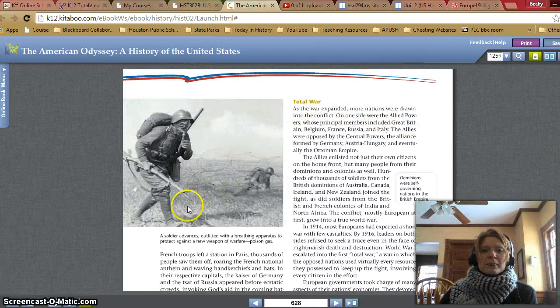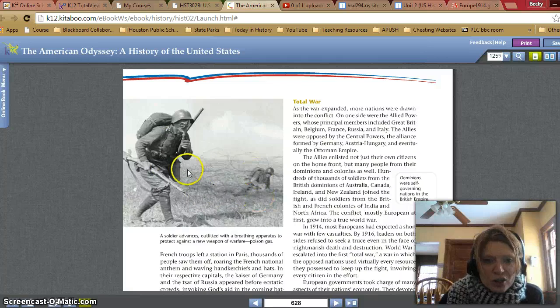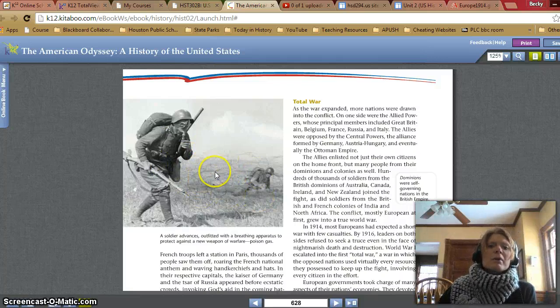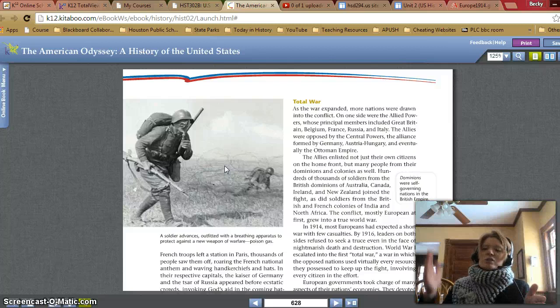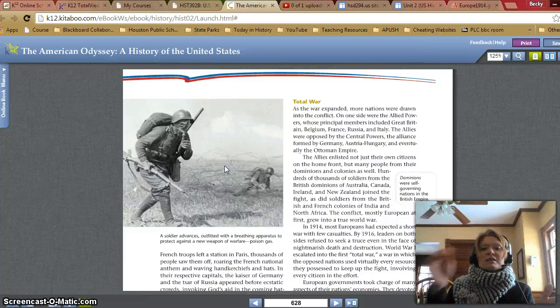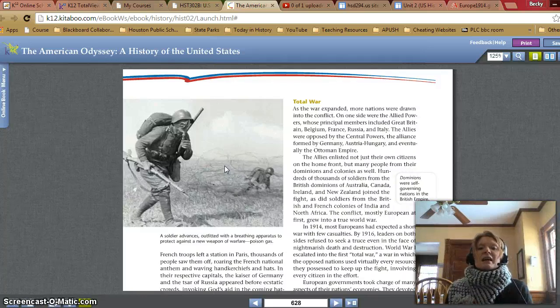Total war. Oh, just before we go there, let's look at this. The soldier advances with a gas mask, an apparatus to protect against a new weapon of warfare, poison gas. And then you can also see these circles, that's barbed wire. Barbed wire is what was put between the trenches in no man's land to try to keep people from crossing over. So you have like a trench here and a trench there and no man's land in the middle with barbed wire and other traps set up in there. And trying to cross over from one side to the other was what made it kind of a stalemate because nobody really could ever cross over to conquer more land.